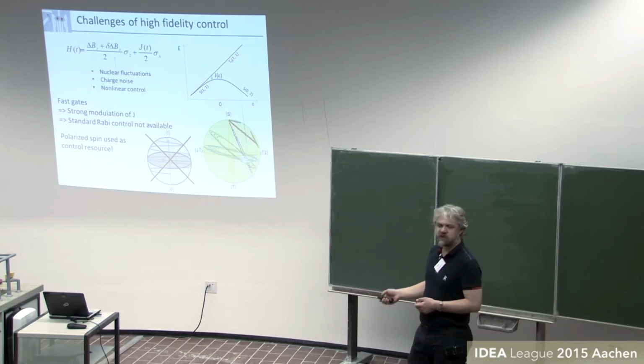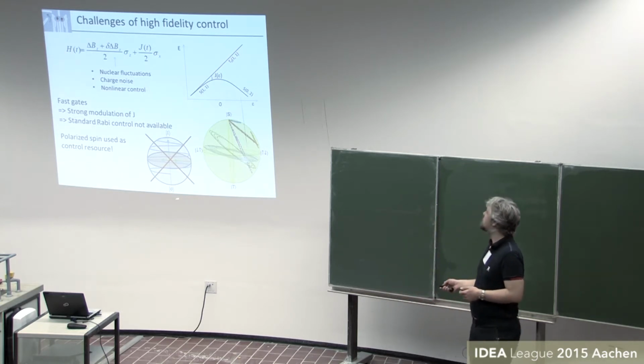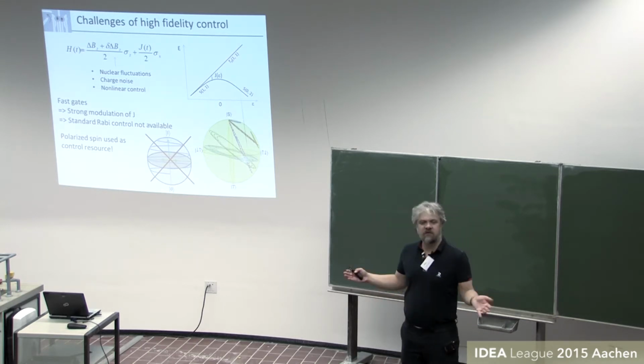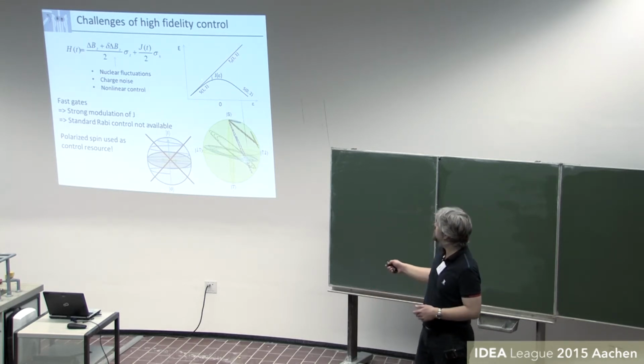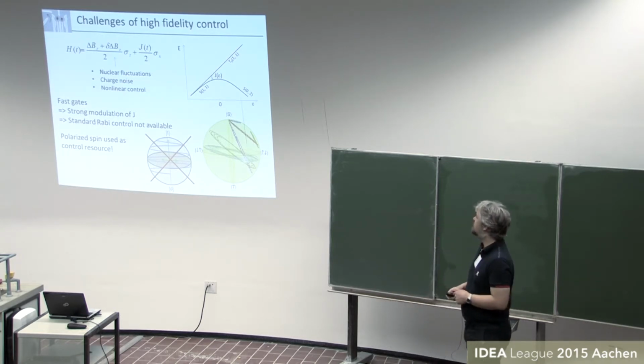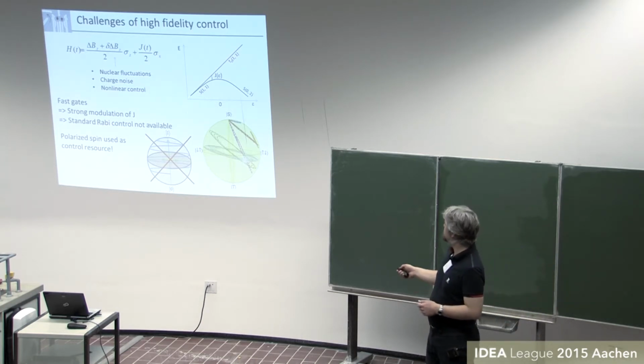So standard approaches based on Rabi pulses, which people have of course thought about for similar problems before, are not directly applicable. In order to be fast and not dephase too much, you need very large pulses, a strong variation of J, and everything becomes highly nonlinear. And so we thought, how can we do this?